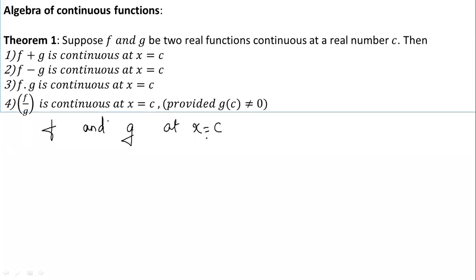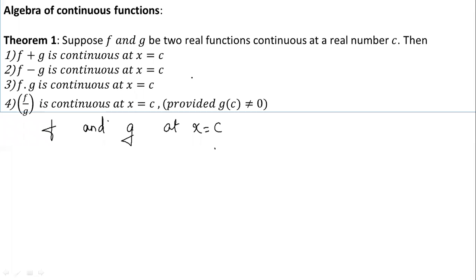At some point c, both function f and function g are continuous. That is, f is continuous at x is equal to c, and g is also continuous at x is equal to c. Then what about f plus g? So what happens with f plus g? Whether it is continuous or not.